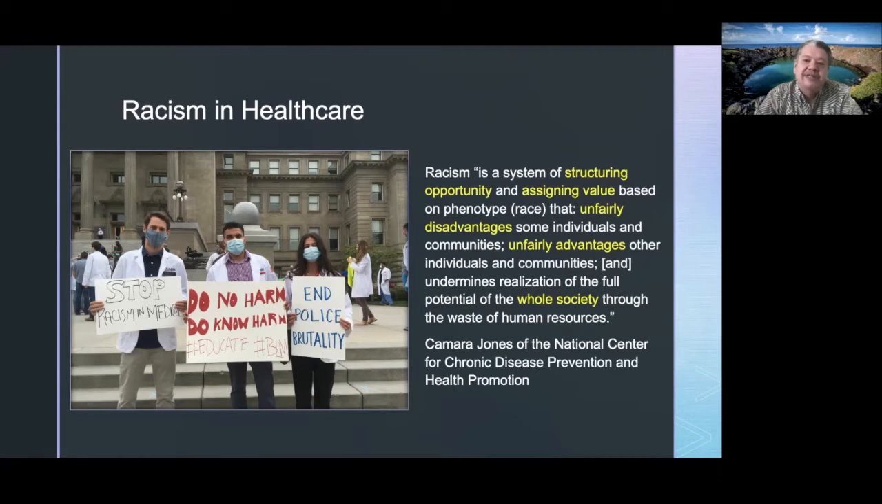And she talks about racism as a system of structuring opportunities and assigning value based on phenotype or race, the way we look. It unfairly disadvantages some individuals and communities and unfairly advantages others. And it undermines the realization of the full potential of the whole society through the waste of human resources, right? So we want to reduce waste in society, right? Okay, that's understandable. We want to be as efficient as possible.